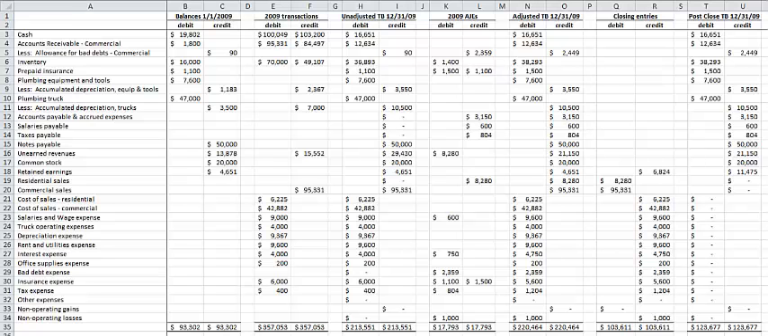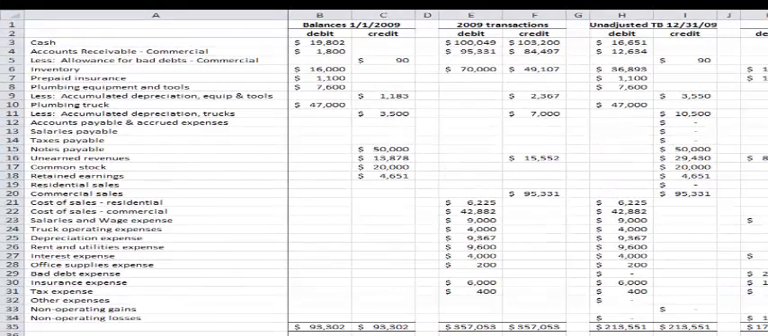Today we're going to look at the closing entry process. And what I have here is a set of books for Jag Elk for 2009. Let's just zero in on this a bit. As you can see, we start with opening balances.